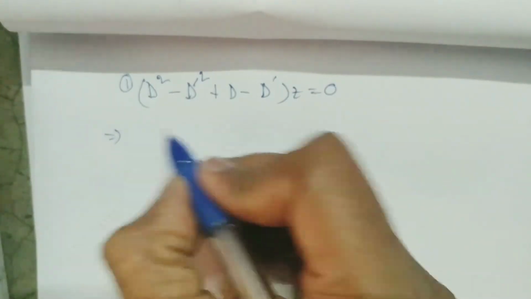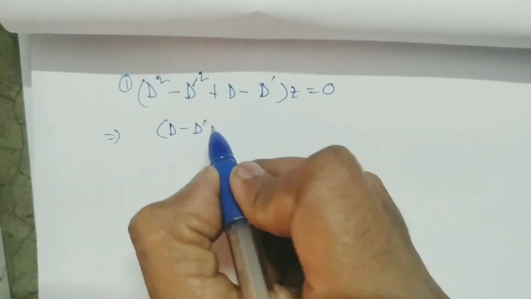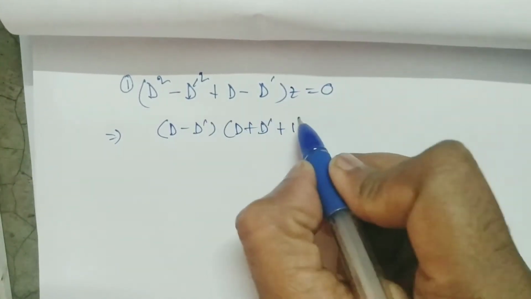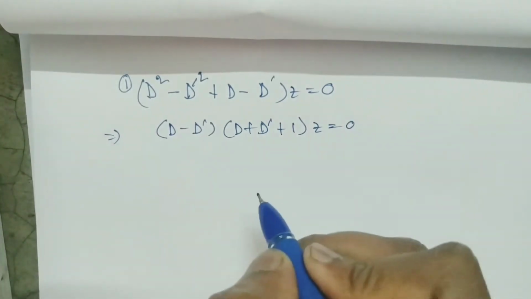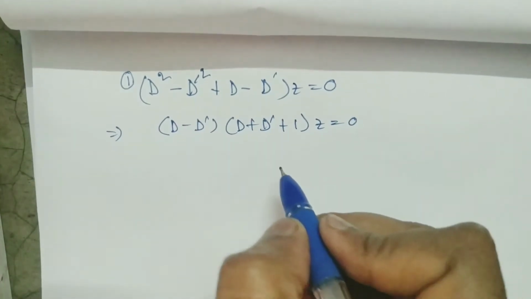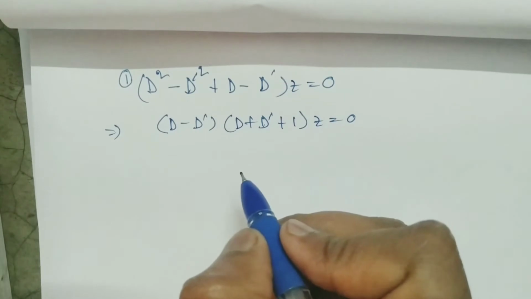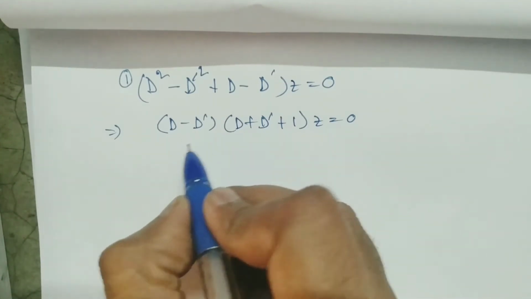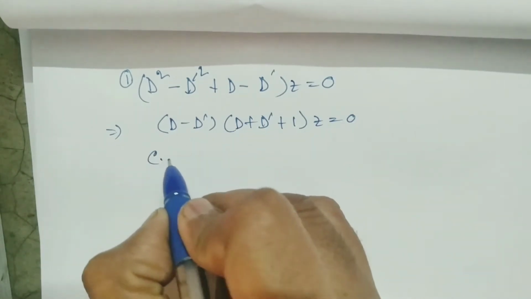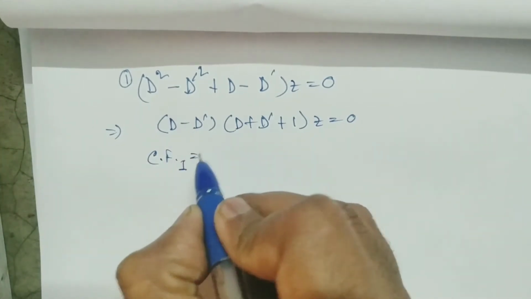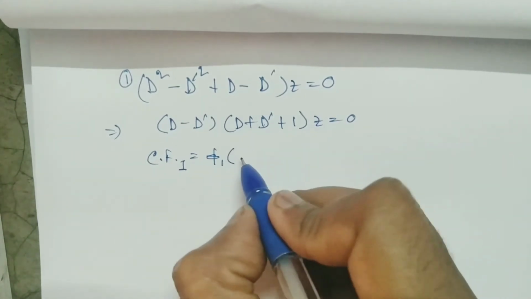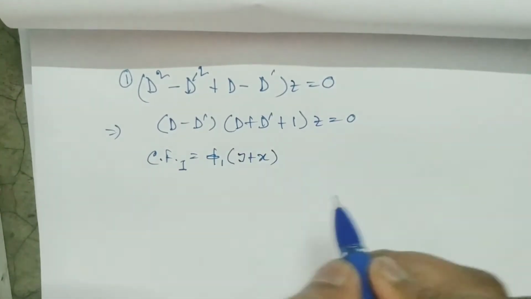First factorize it. See, D minus D dashed is common, and D plus D dashed plus 1 operating on z is equal to 0. Now separately we will solve these two equations. From this part we know, I'm writing CF1, this is equal to an arbitrary function of y plus x, simply.